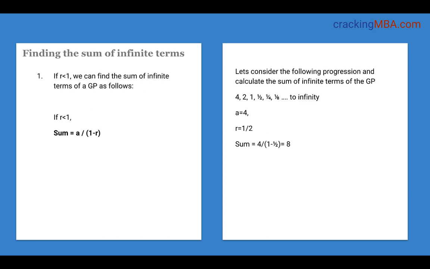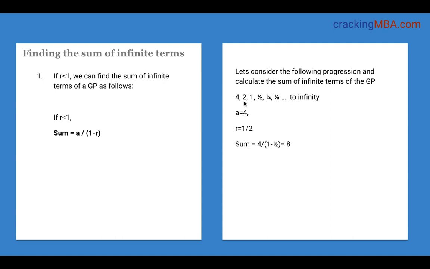Similarly, find the sum if r is less than 1. And here we are not looking at just r less than 1 and the sum of n number of terms. We are looking at the sum for an infinite number of terms. Okay, so if I have a GP with an infinite number of terms, then to find the sum, you can calculate it as a divided by 1 minus r. Okay, so let us look at an example.